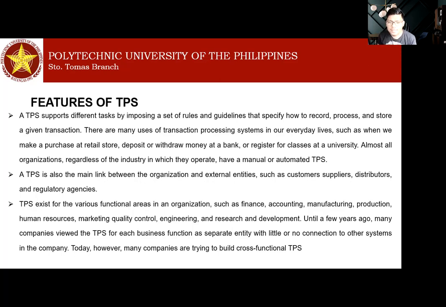So TPS exists for the various functional areas in an organization. Yung TPS, ginagamit na rin siya for finance, accounting, manufacturing, production, human resources, marketing, quality control, engineering, and research and development. So almost every functional area of an organization, napaka-importante nung TPS or nag-exist yung TPS natin. Until a few years ago, many companies viewed the TPS for each business function as a separate entity with little or no connection to other systems. Today, however, many companies are trying to build cross-functional TPS. So when we say cross-functional TPS, the TPS between finance and accounting, between production and human resources are interconnected or cross-functional.